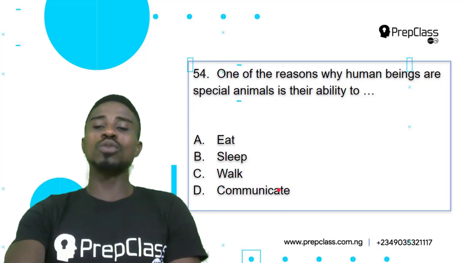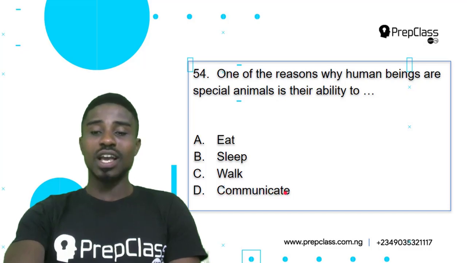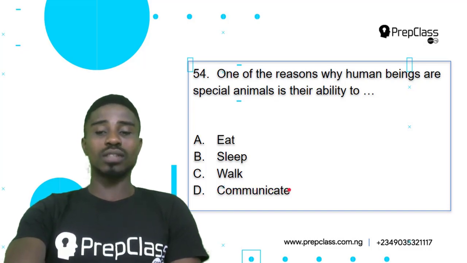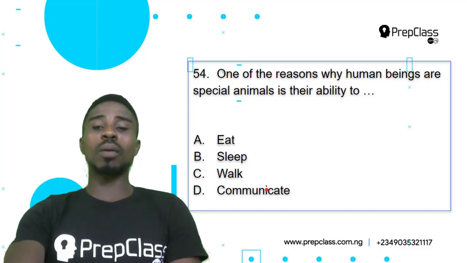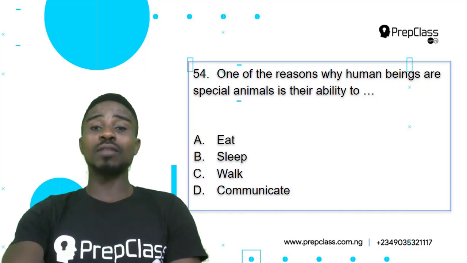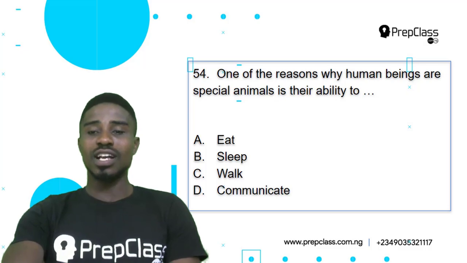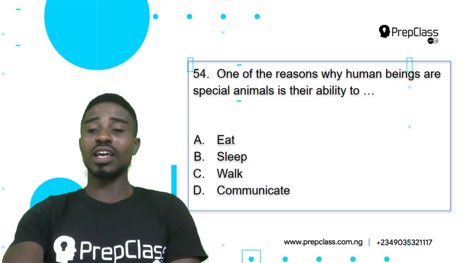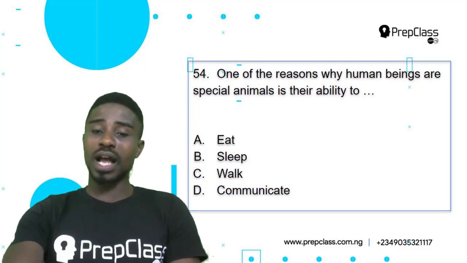Option D, communicate. Humans can communicate effectively. Humans can communicate very, very effectively. Other animals can also communicate, but not as effectively as humans. So basically, when we're talking about communicate, it centers on making sound, speaking, and explaining, and for other humans to understand what we are saying. So that's what communicate implies here. So if that's what it implies, then option D is our correct answer.